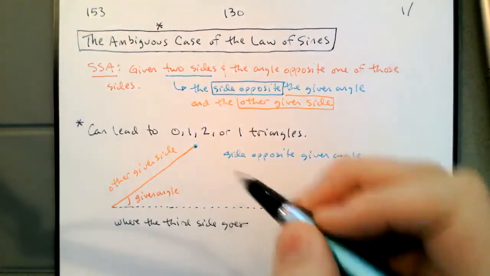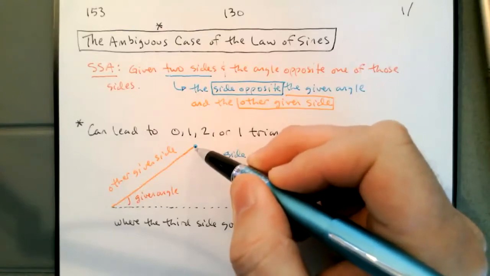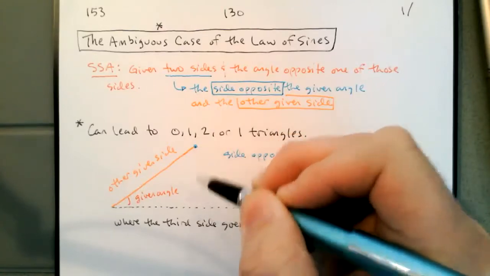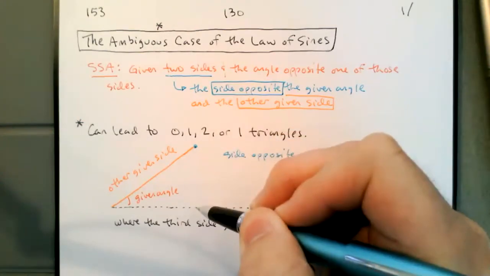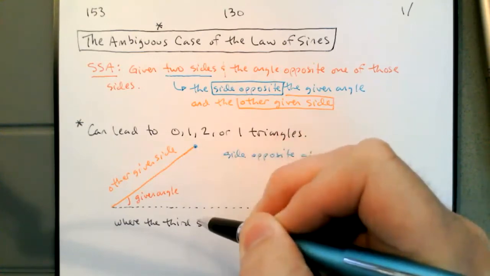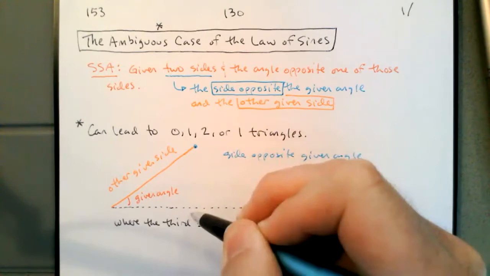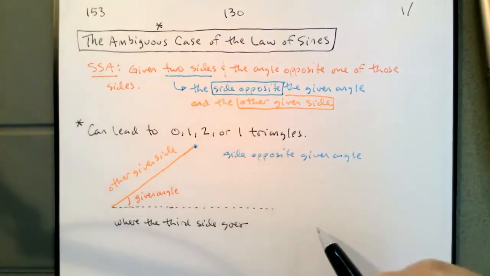And we can see that we get zero triangles if the side opposite the given angle is too short. There's a certain amount of distance it needs to cover. It can be too short where we get 0 triangles. It can be exactly this length where we get 1 triangle. It could be a little bit longer than this height where we get 2 triangles. Or if it's longer than the other given side, then we get 1 triangle again.